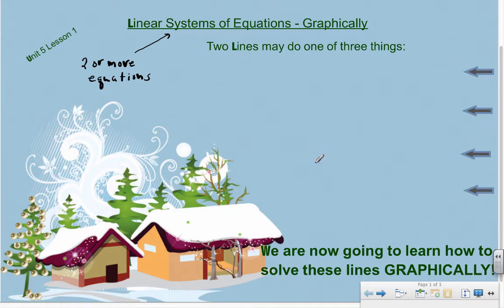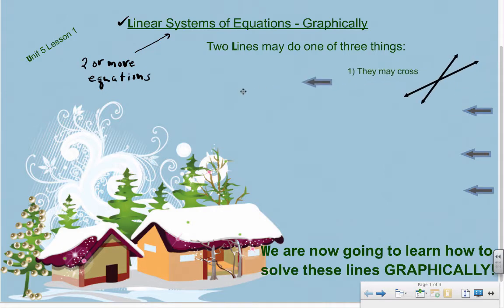And I said equations. Since you're in 8th grade, we're going to start you off on linear equations. So that means everything that you're going to do in this chapter is going to be two lines. Well, actually no, we're going to show you a parabola later on. So we're going to start you with two lines. So let's check in and remember, two lines may do one of three things.